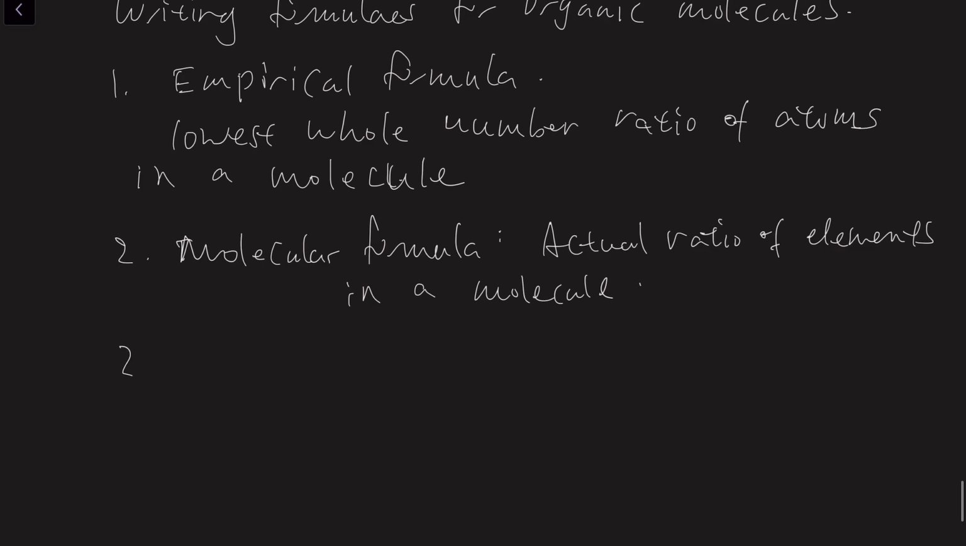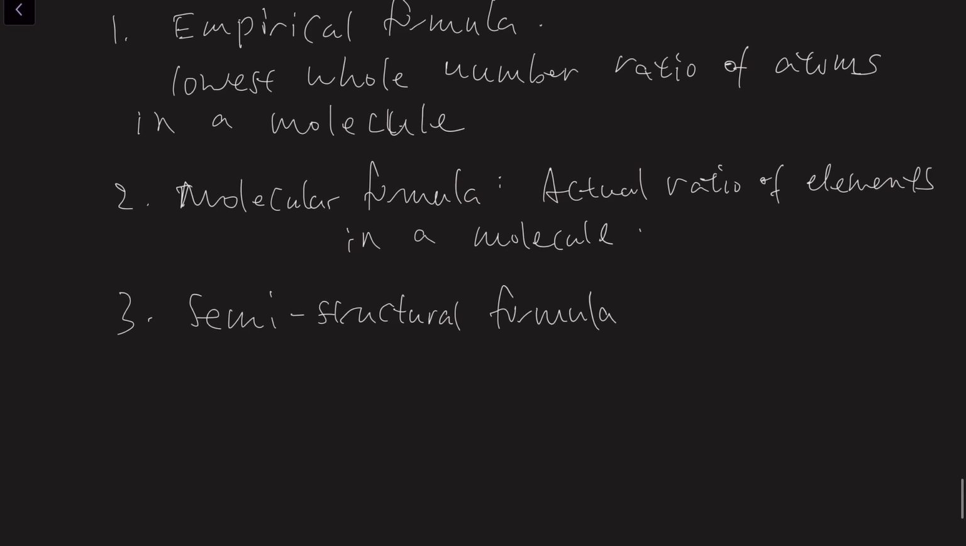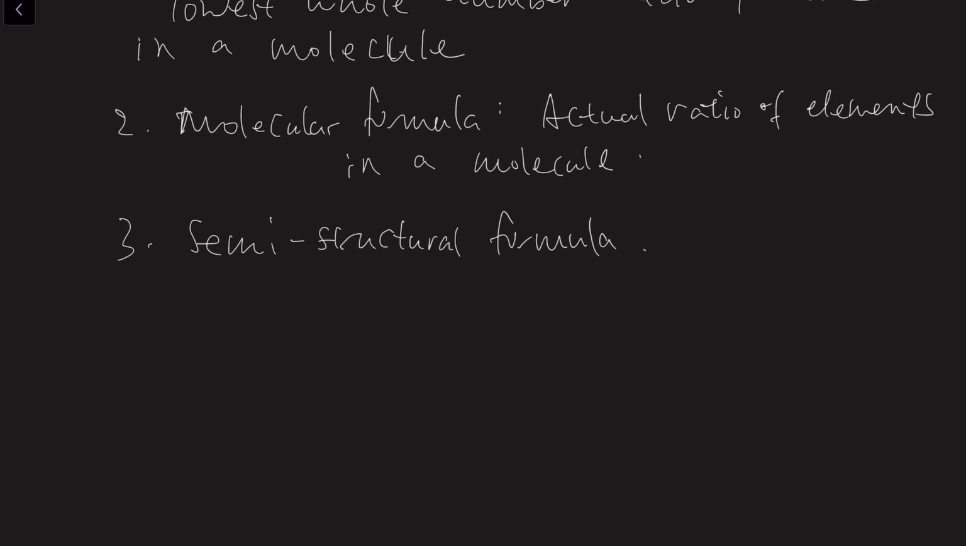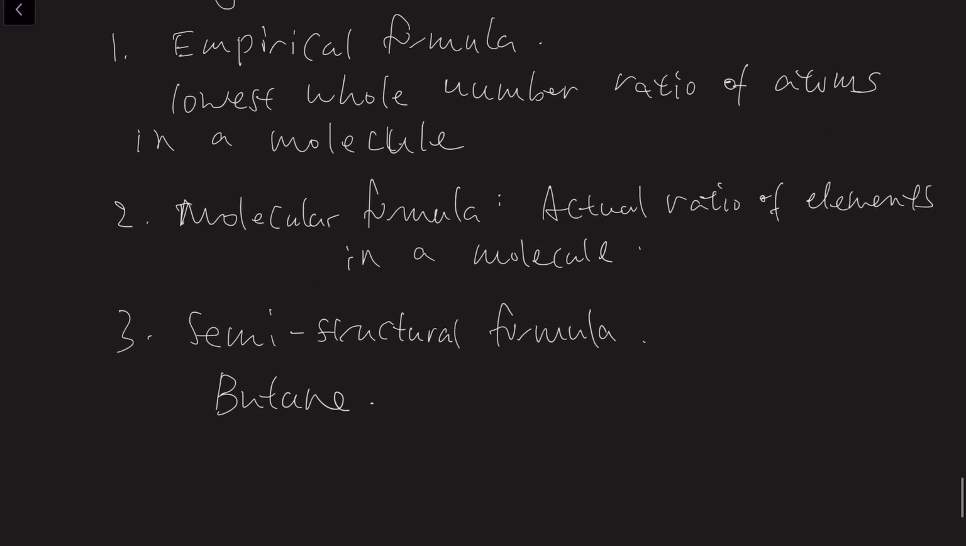The third one is the semi-structural formula. So it represents the arrangement of the atoms. So for example, if you have something like butane, you know that the molecular formula, which is the actual ratio, is C4H10.